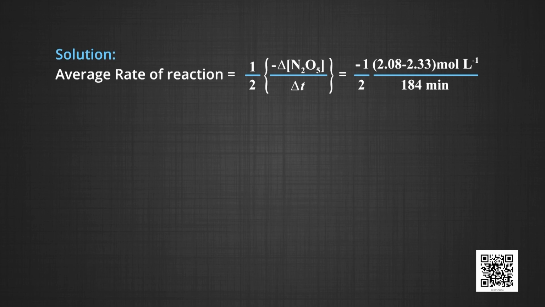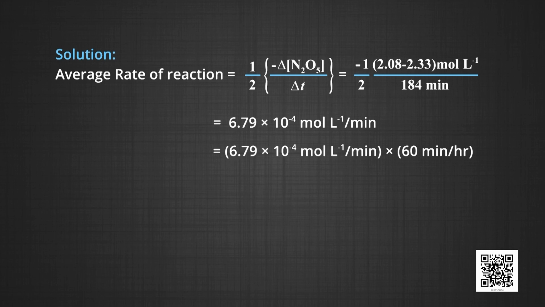Now putting the values, minus half 2.08 minus 2.33 moles per liter divided by 184 minutes. After calculating, it comes out to be 6.79 into 10 raised to power minus 4 moles per liter per minute. It is equal to 6.79 into 10 raised to power minus 4 moles per liter per minute into 60 minutes per hour, equals 4.07 into 10 raised to power minus 2 moles per liter per hour.